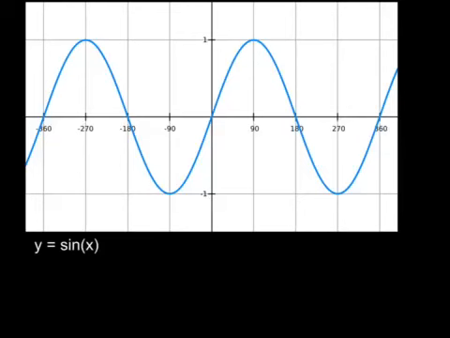Here's the graph of y equals sine x. Some key points are that the sine of 0 is 0, the sine of 90 is 1, the sine of 180 is 0, the sine of 270 is minus 1, and the sine of 360 is 0. This whole shape here repeats. So it's there, it's also there, and it will carry on up here.